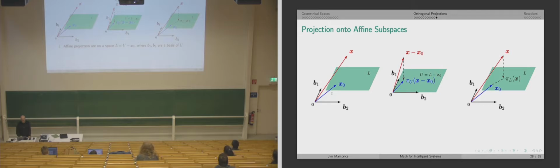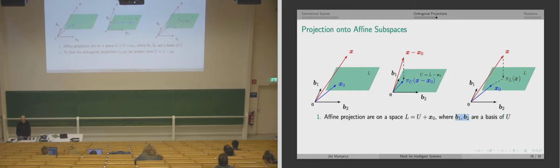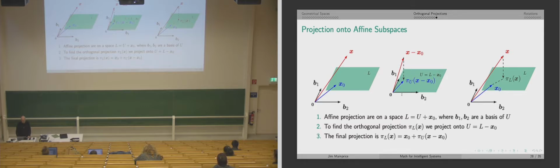So we want to project onto an affine space where B1 and B2 are the basis vectors of that subvector space here. We do that by finding the orthogonal projection initially to the vector space that is offset back in the plane here, and then we offset the projection that we get. Okay, so that's another application here.